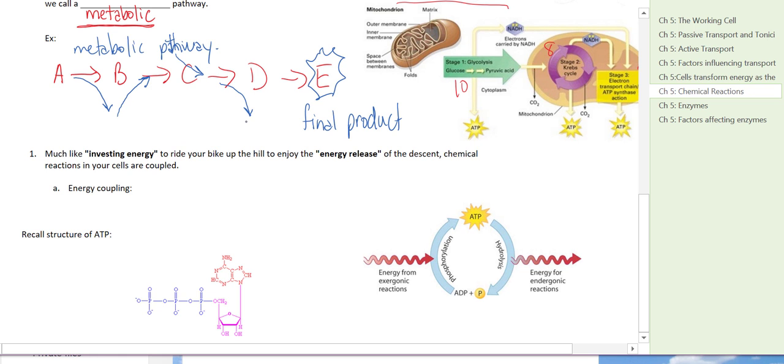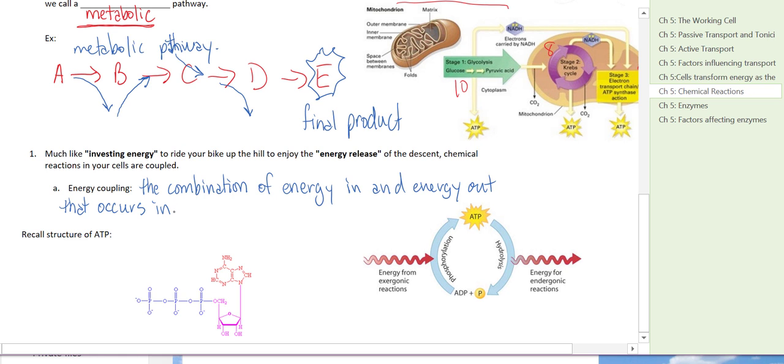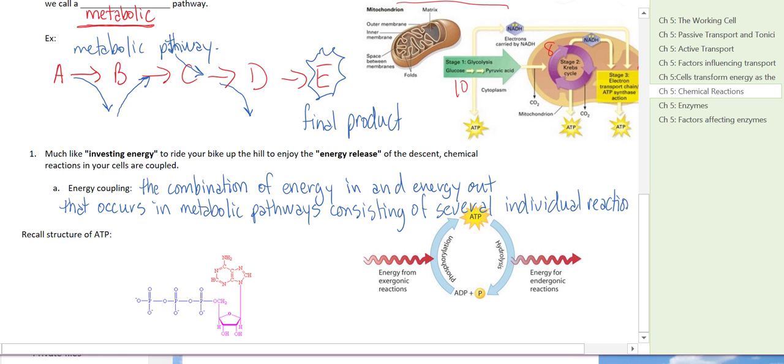So we call this energy coupling, right? The combination of energy in and energy out that occurs in metabolic pathways consisting of several individual reactions. Okay, so we refer to that as energy coupling.